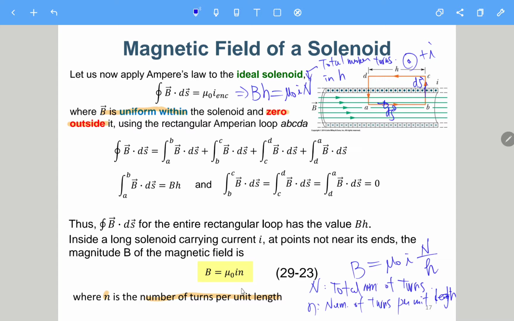So this expression is this one. Mu 0 is a constant, of course, and then I is the current, and then n is the number of turns per unit length. If this number is larger, we can generate a larger magnetic field. Which is so trivial, because every turn will generate the B field in the same direction, so they will add up. So it makes the total B field at that region to be stronger.